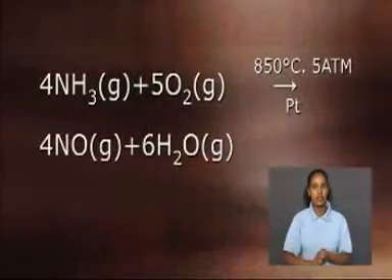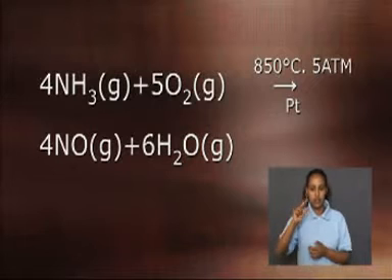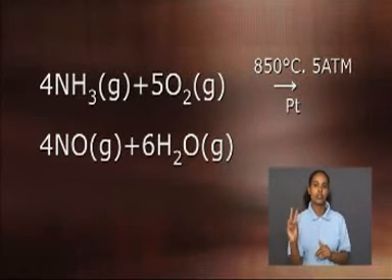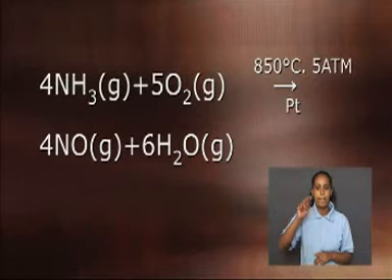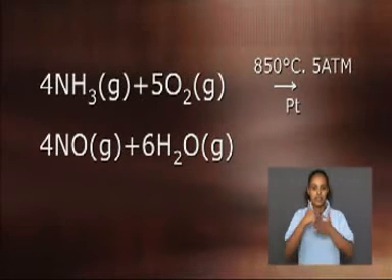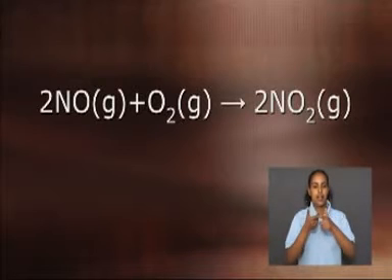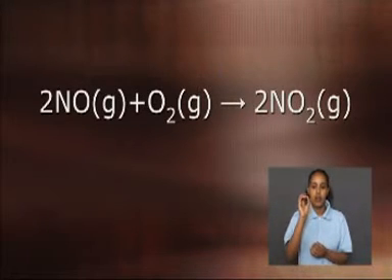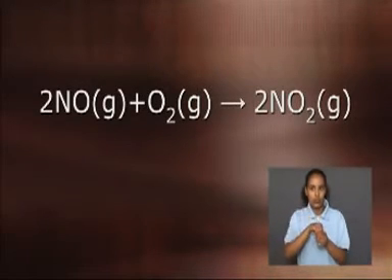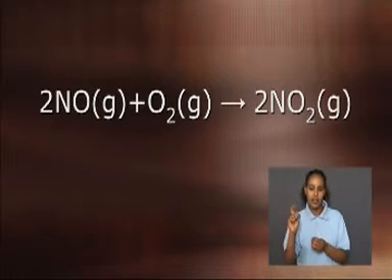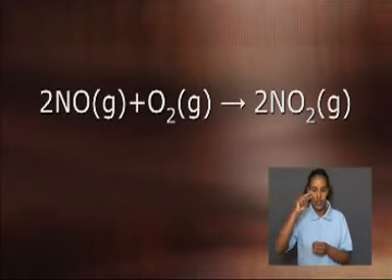Let us continue and learn about the steps involved in Ostwald's process. In the first step of Ostwald's process, ammonia is burned with a large amount of oxygen over a platinum catalyst. This step produces nitric oxide. In the second step, more air is added to cool the mixture and to oxidize the nitric oxide to nitrogen dioxide.